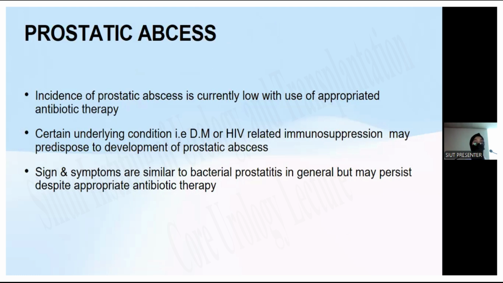The prostatic abscesses are less frequently encountered, especially with the appropriate management with antibiotics. However, they are most commonly seen in patients with compromised immunity, maybe due to diabetes or HIV or other causes. Signs and symptoms are similar to bacterial prostatitis, but they may persist for a longer period of time despite antibiotic therapy and involve systemic signs such as fever, malaise, lethargy.